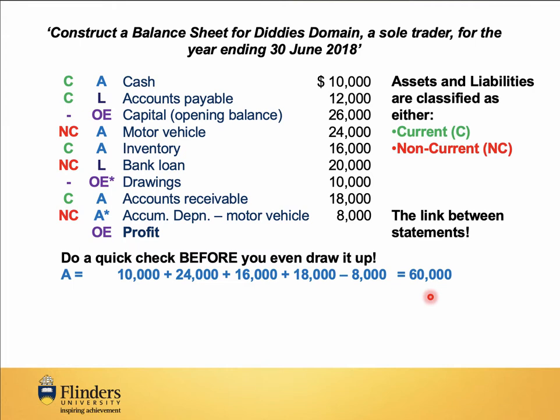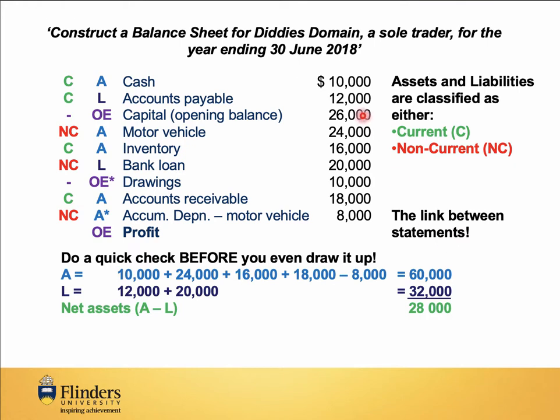Let's calculate the total for liabilities. So liabilities, we have accounts payable 12,000 and we have a bank loan worth 20,000. So 12,000 plus 20,000, that's 32,000. Assets minus liabilities, that is net assets, would be 28,000. So 60,000 assets minus 32,000 liabilities, net assets equal to 28,000.